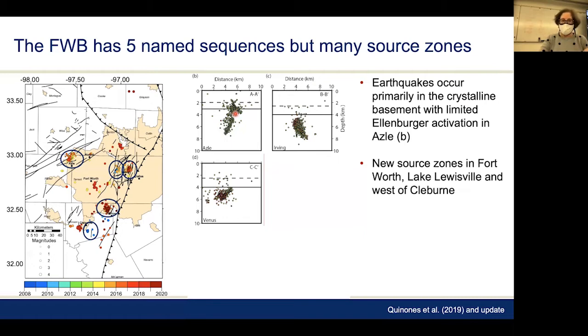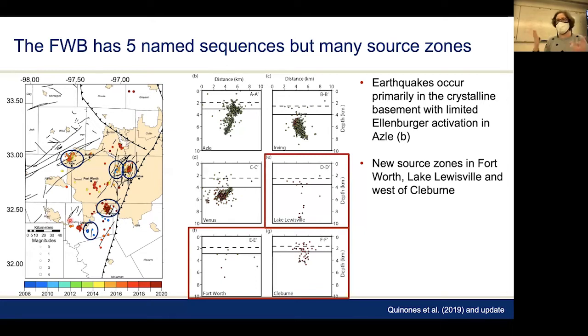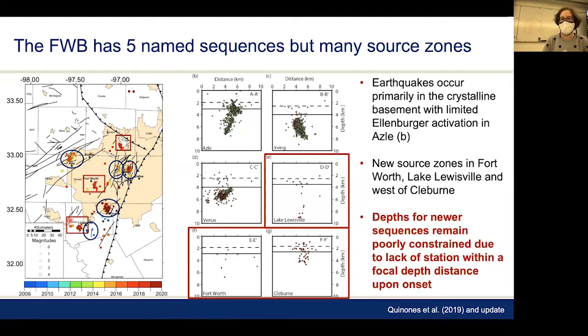Once you have a lot of stations in the ground, you start recording earthquakes in other places, but because we never put seismometers on top of any of these other source zones, we lose depth control. So you can make cross sections through those sequences, but usually it looks highly scattered because there's just not control on the depth. So in this area, because the earthquakes are always above 8 to 7 kilometers, we really focus on getting a station right on top of these earthquake sequences.